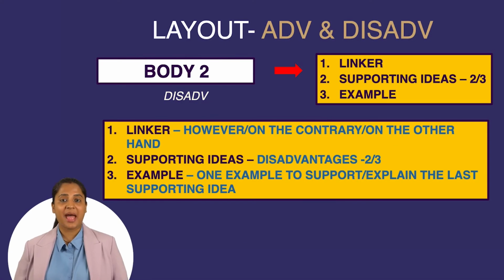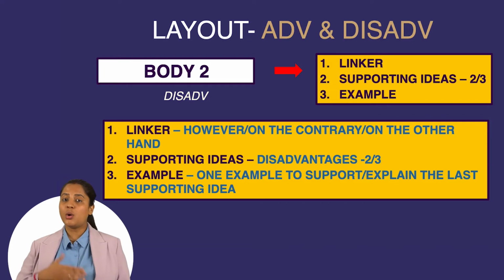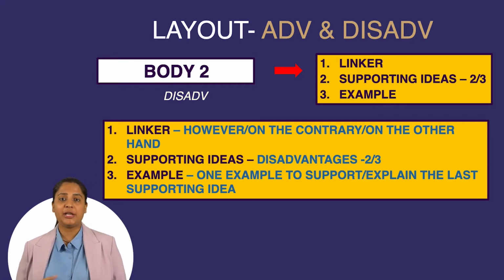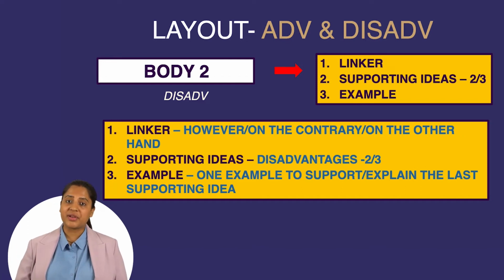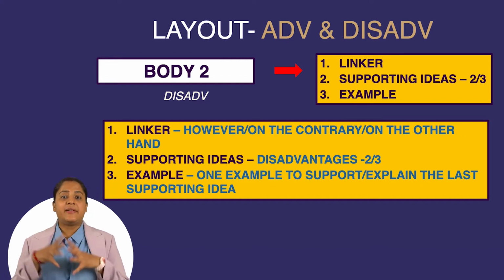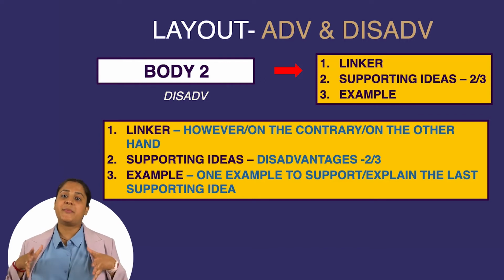The subsequent paragraph, body 2, is no different from body 1 except its central idea. The gist of body 2 will be the cons of the trend mentioned in the question. So it says, shopping online is disadvantageous and here are the drawbacks. In addition to this, linkers will change to contradicting ones such as however, on the contrary, or on the flip side. Rest, the entire structure remains the same.